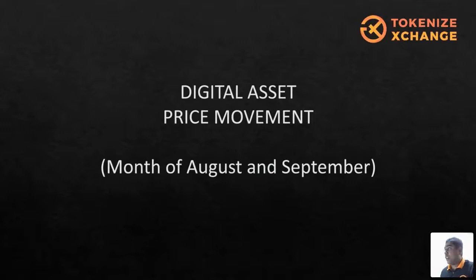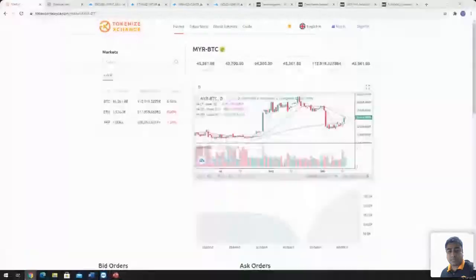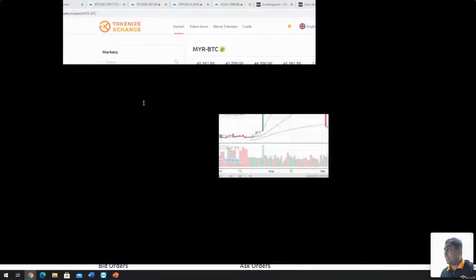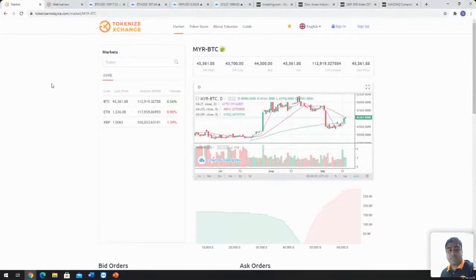Okay, so let me move on. Digital asset price movement. I'll be covering the August and September price movement for digital assets. All right, I'll be sharing my screen. Okay, are you able to see? I hope you are able to see the screen.